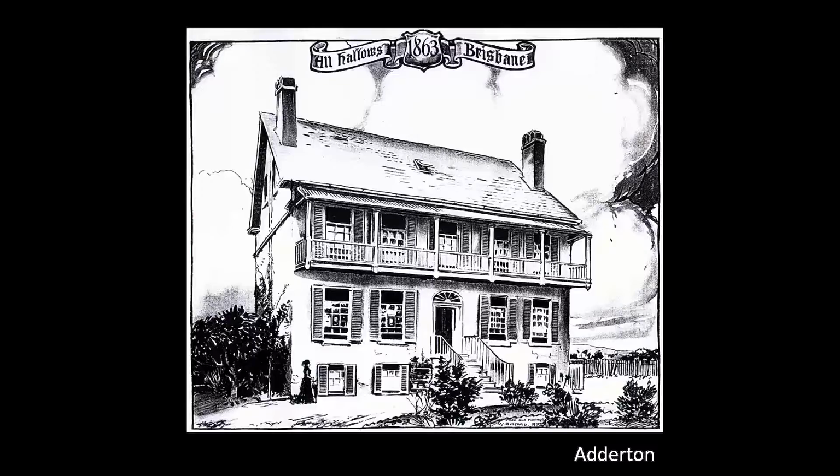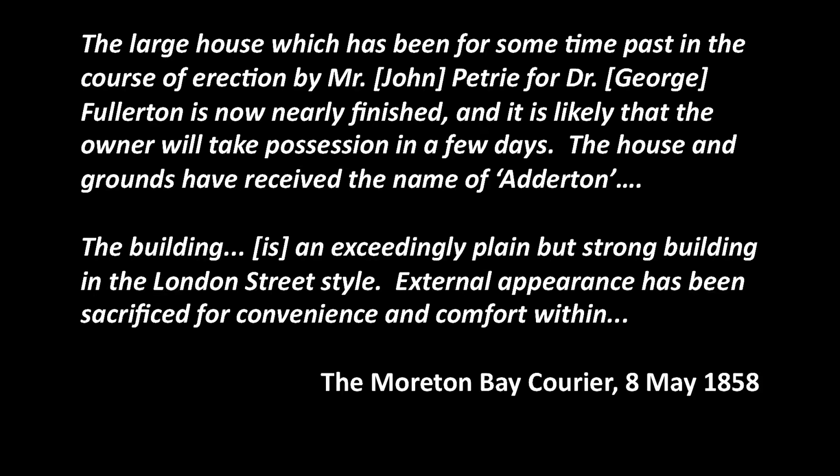Okay, so we also had quite a lot of documentary evidence in the Sisters of Mercy collection. That image there is a sketch by one of the art teachers from the 1930s, and it's a sketch of a photograph of the early house. There's also things like the newspaper account of the construction of the building and naming the people involved. The reporter didn't like the architecture, calling it an exceedingly plain but strong building in the London street style. External appearance has been sacrificed for convenience and comfort within.